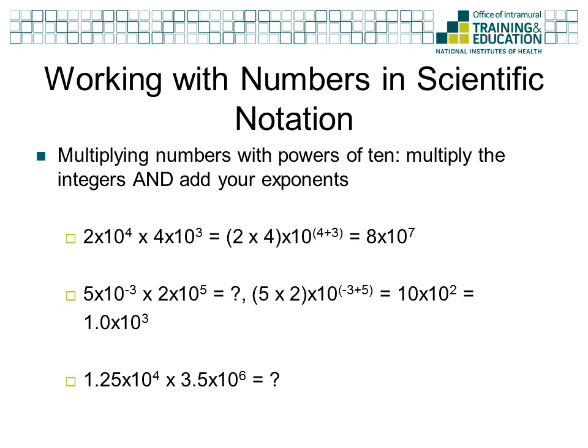Now, work through 1.25 times 10 to the fourth multiplied by 3.5 times 10 to the sixth. Remember what you have learned about significant digits when reporting your answer.